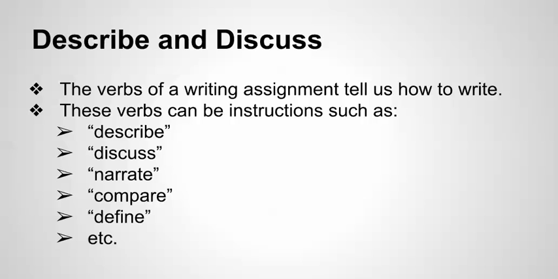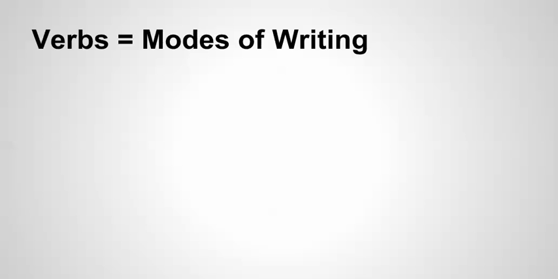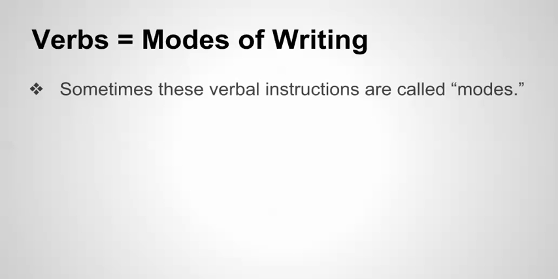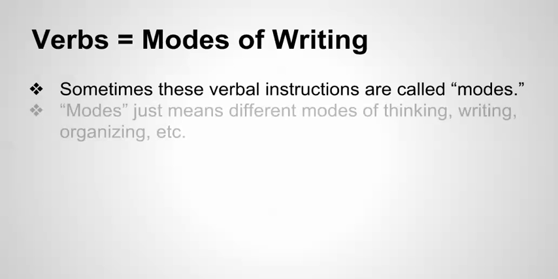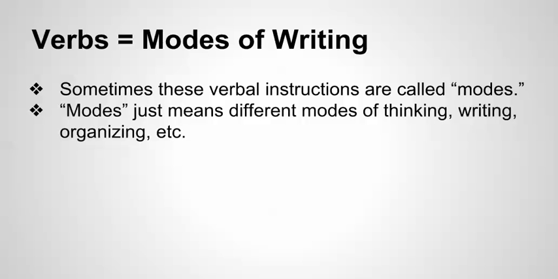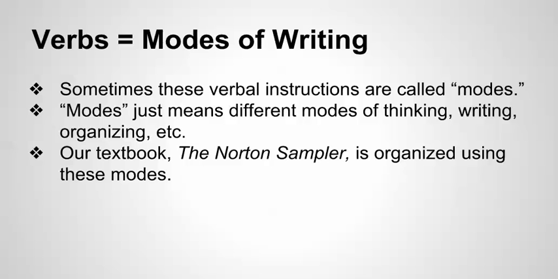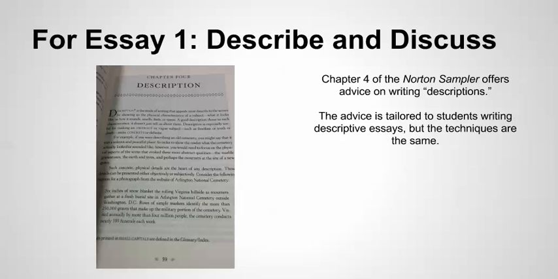If you think about all the writing assignments you've ever gotten from a teacher or from outside of school, they've all had a verb in there that told you the kind of writing that you're supposed to do. So verbs sometimes equal modes of writing. When we use the term mode, we mean not just the verbal instructions, but also the set of thinking and choices that we make in order to write something. There are different modes of thinking, writing, and organizing, and our textbook, the Norton Sampler, is organized around these modes.